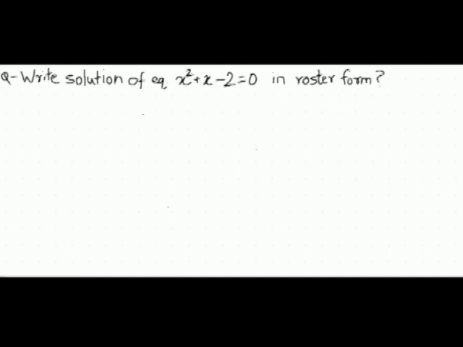So what is the equation? x square plus x minus 2 equals 0. This is the equation, I guess. So what will be the factors when we do factorization?